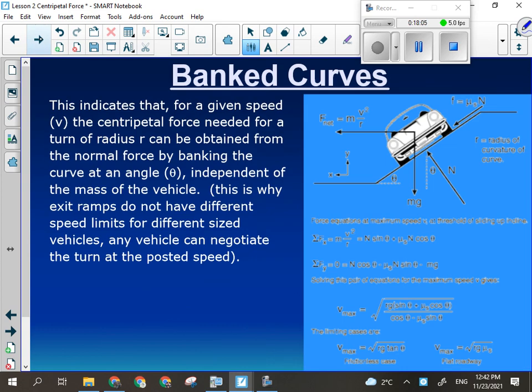Okay, so on a real bank curve in the real world, obviously we also have a force of friction that is contributing to staying in the corner, right? Because it's never perfectly frictionless. And you can see that that acts up and down the plane just like F parallel does, but it would have a component that would be directed towards the middle. Okay, that would be affected by that same angle of bank. Okay, so yes, friction does play a factor.